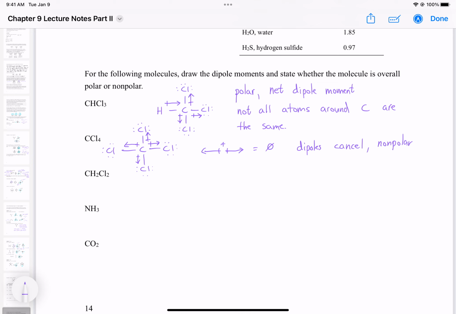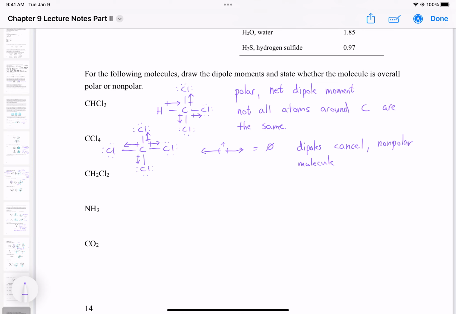Like chloroform looks symmetrical, right? I mean, you could draw a line horizontally and split the molecule in two, but it's actually not planar, or flat like we drew it. So we need to consider the actual bonds. So dipoles cancel, nonpolar molecule. Okay, so that's CCl4. Now let's look at this next molecule.